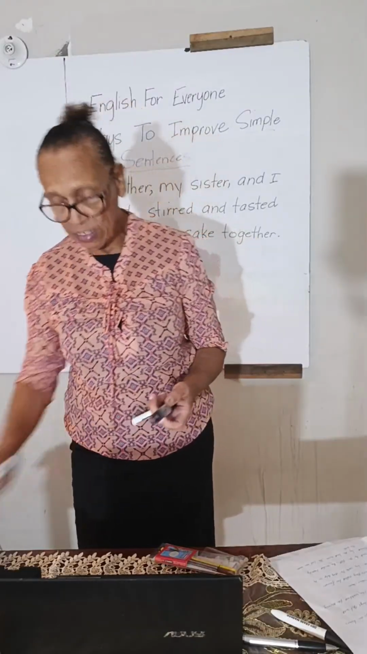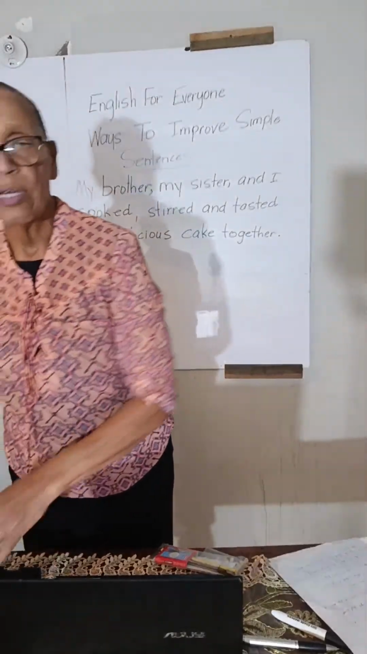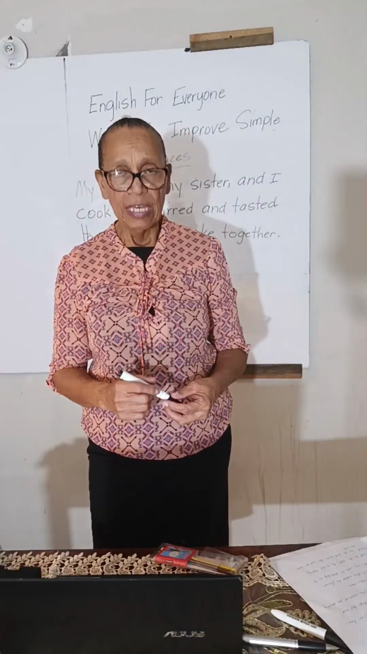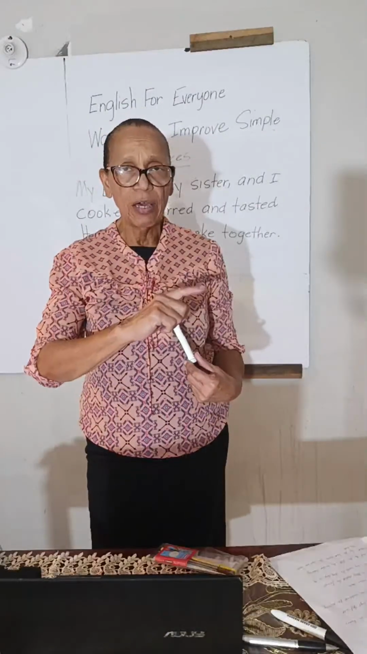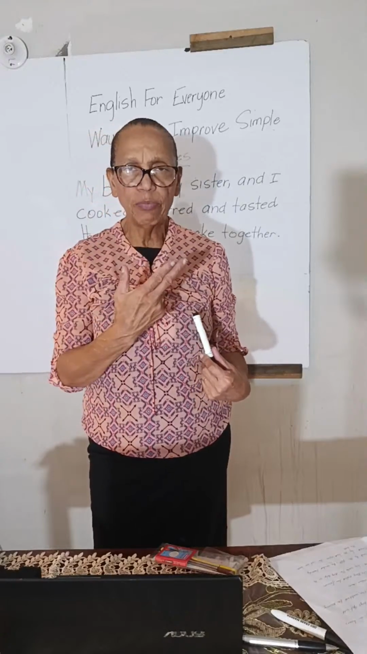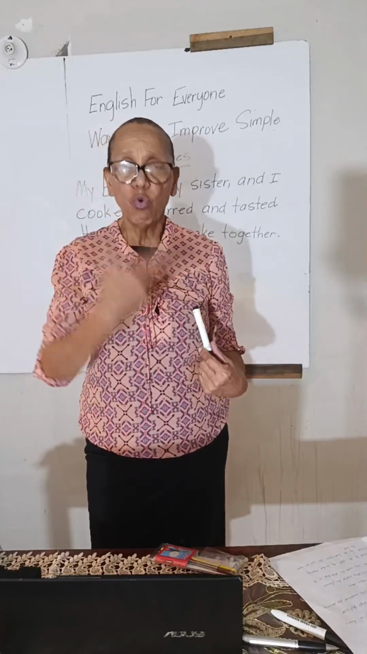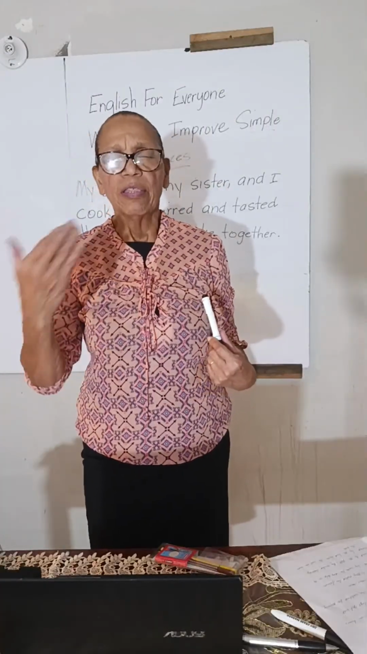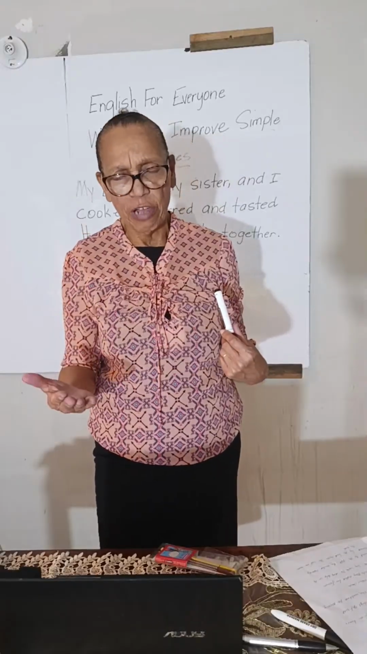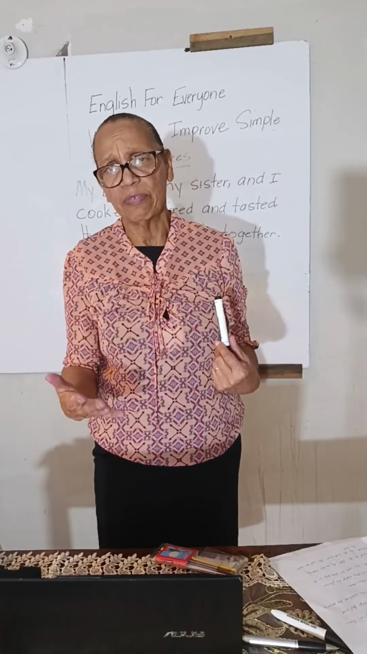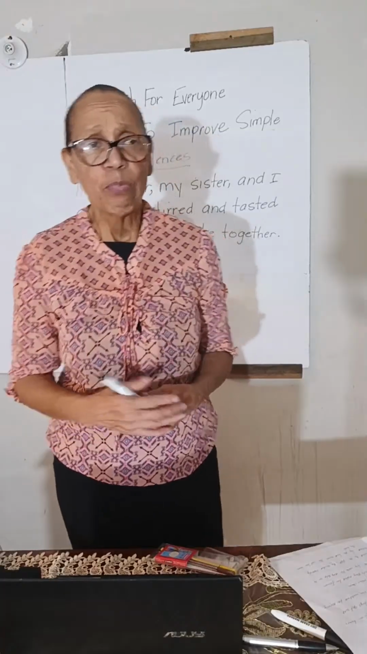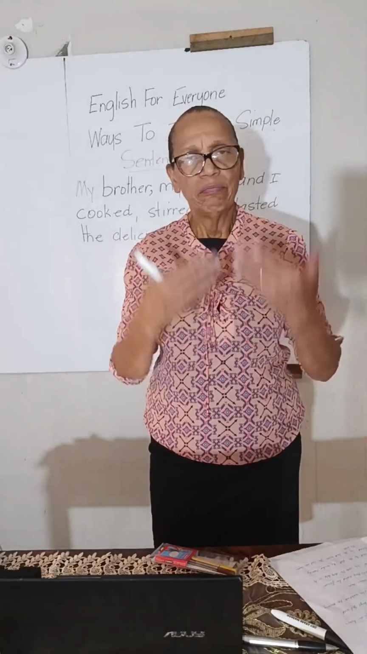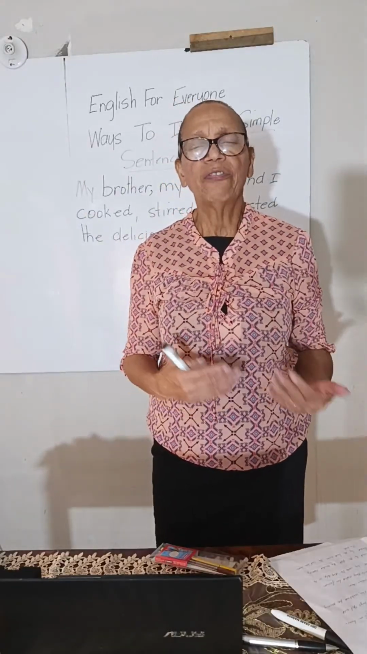So a simple sentence doesn't just have to be one short sentence. It can be long. It can have one subject, one verb. It can have two subjects, two verbs. It can have two subjects, one verb. It can have three subjects, one verb. It can have three subjects, two verbs. It can have three subjects, three verbs. So you notice that if you write a variety of them, you will have a whole book of simple sentences.